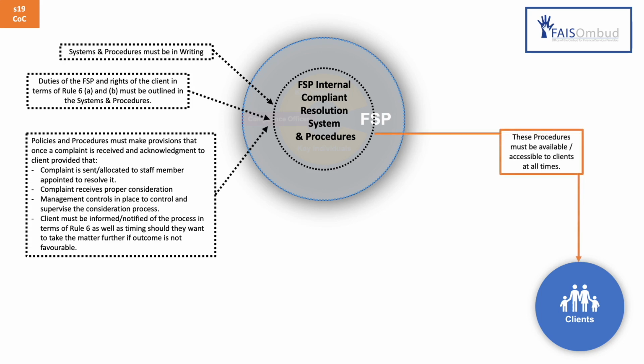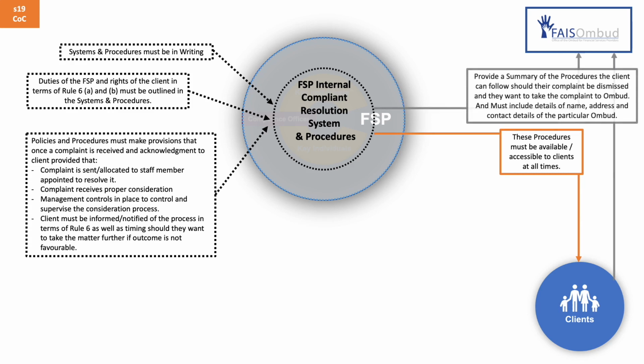The procedures must always be available and accessible to the clients at all times. The procedures should provide a summary of the procedures that the client can follow should their complaint be dismissed by the FSP, and how to lodge the complaint to the FAIS Ombud or other ombud. The name, address, and contact details of the particular ombud should also be included.